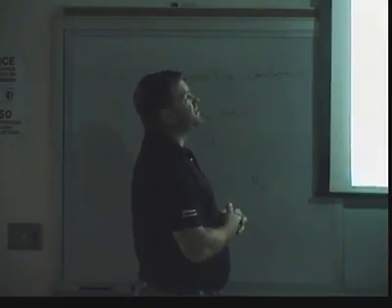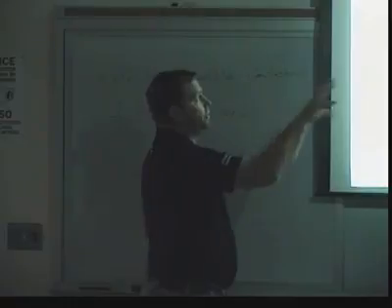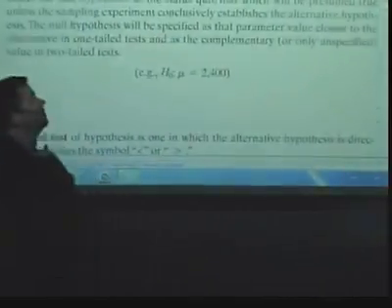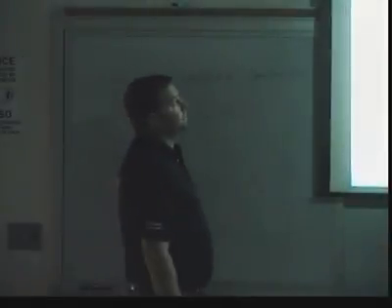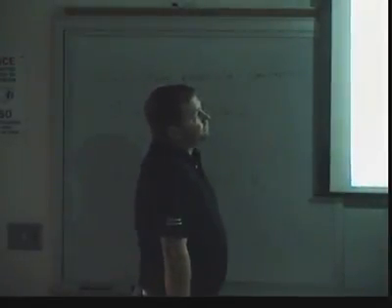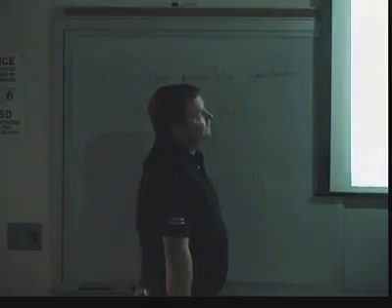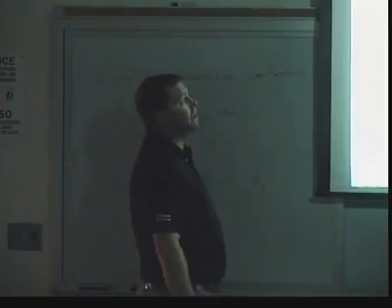So there's two types of one-tailed test. It can either be the upper tail, where mu is greater than some value, or it could be the lower tail, where mu is less than some value. And then finally, the two-tailed, HA is not equal to 2,400. So that includes both less than and greater than.